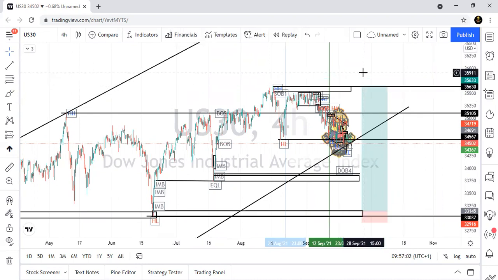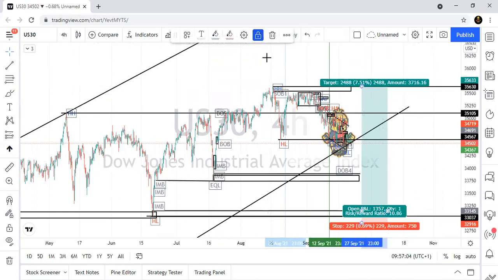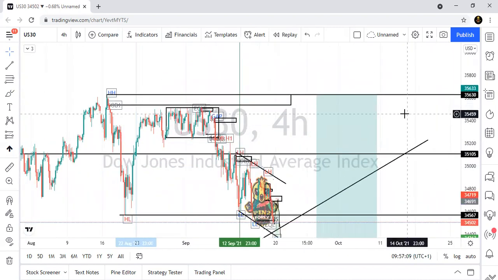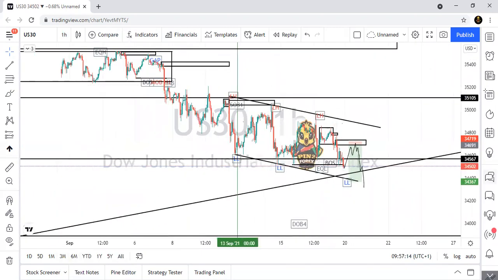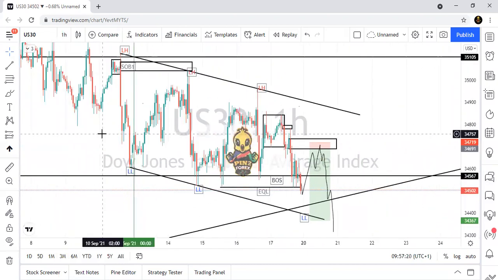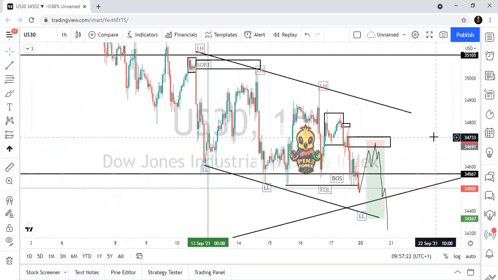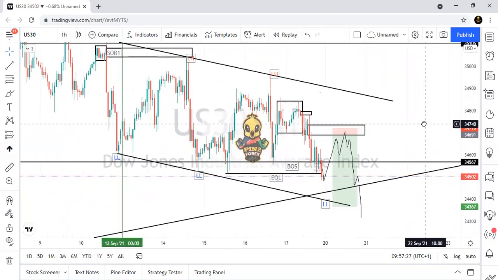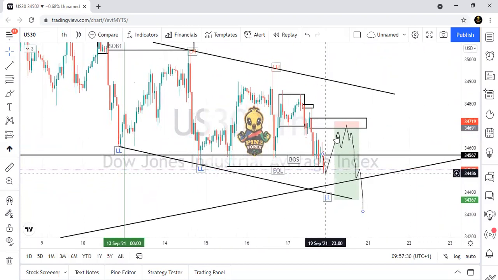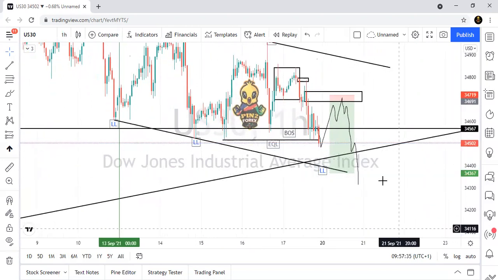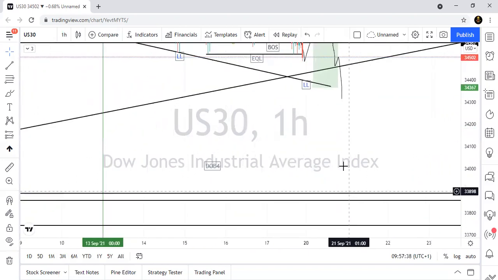But for now, all I'm looking at on US30 is a sell. If you go on our time frame, this is what I was saying. Price has broken this structure, so that's a sign of weakness. It shows more sellers in the market. So I'm waiting for price to make a bit of retracement before falling down. And when it comes here, I want to see something like this and go down. This target is going to be until here.